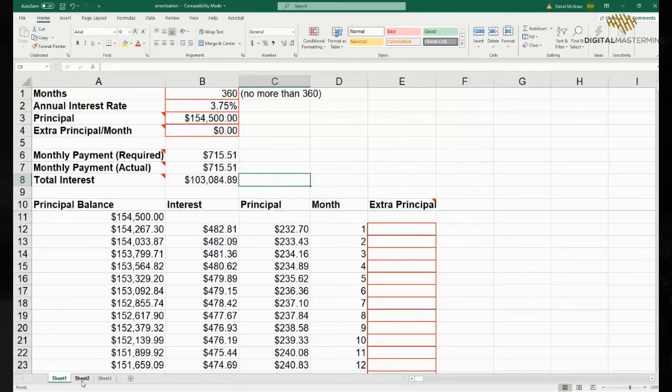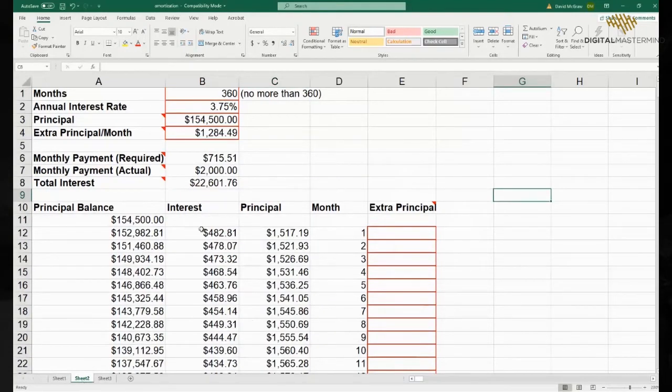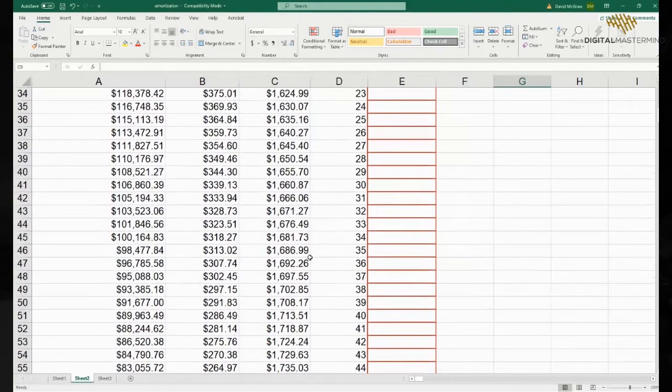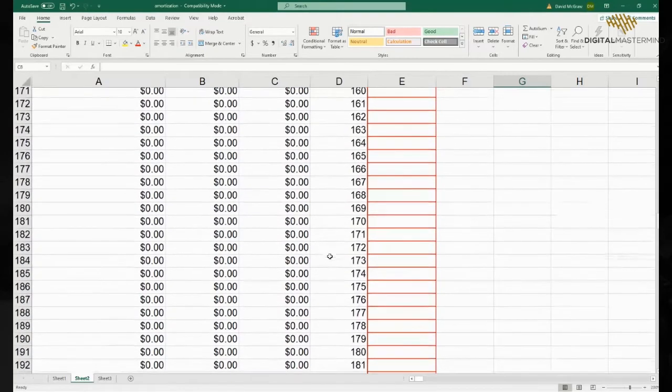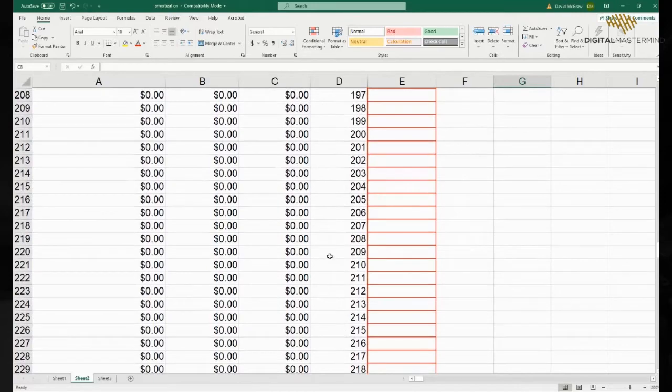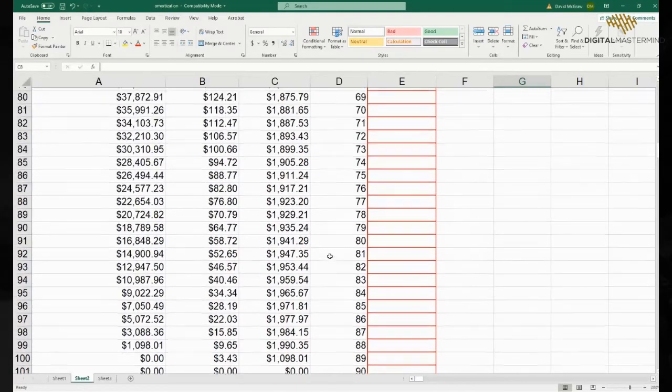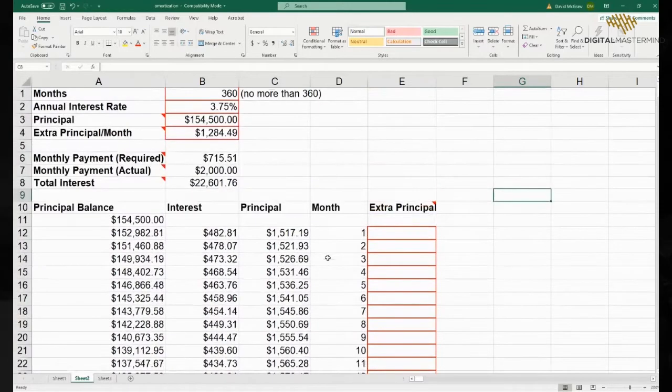So what I wanted to showcase is, if we look at the second sheet here, by just paying an extra $1,284 to make the payment a nice round number of $2,000 a month, the total interest drops from $103,000 to $22,000. And we can scroll down here and see that you pay off the loan in 89 months rather than 360. I mean, that's a drop of two-thirds of your payments that just disappear when you pay that much extra. And when you're getting a $150,000 loan from the government and you're paying back $2,000 a month, that's pretty reasonable.